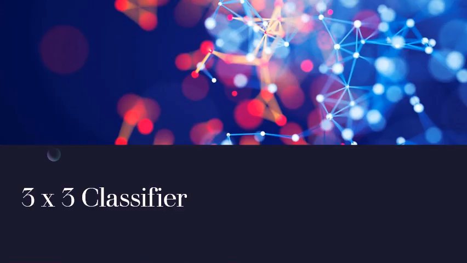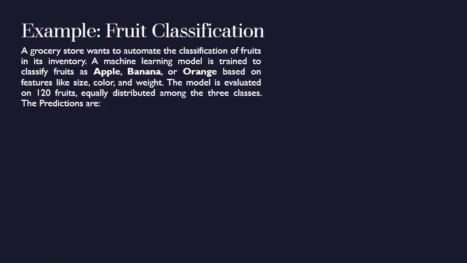So let's put this into an example. For our example, we have the fruit classification. A grocery store wants to automate the classification of fruits in its inventory. A machine learning model is trained to classify fruits as apple, banana, or orange, based on features like size, color, and weight. The model is evaluated on 120 fruits equally distributed among the three classes.